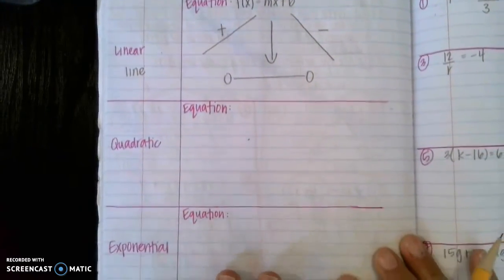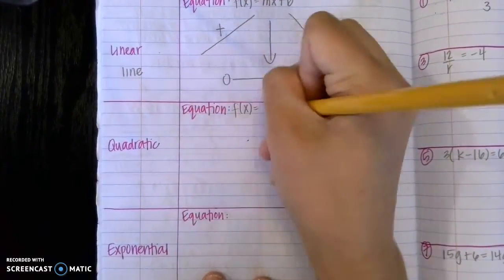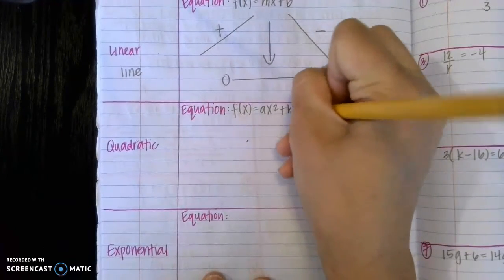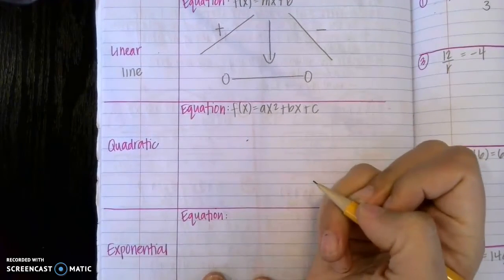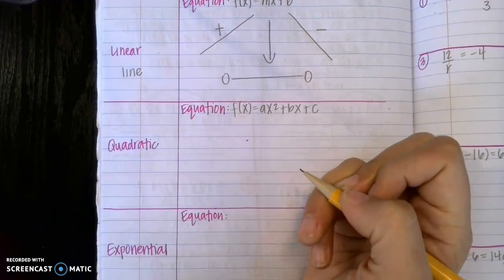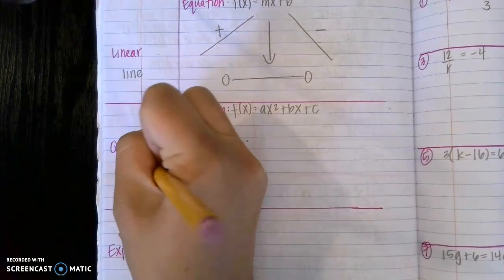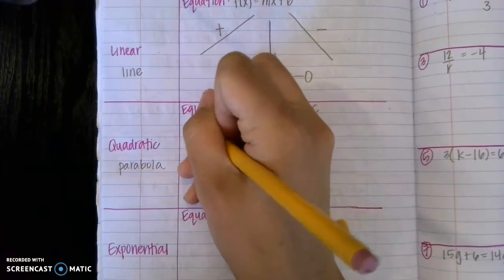A quadratic equation is going to be in the form f of x equals ax squared plus bx plus c. That's going to be standard form because of that x squared component as our quadratic term. And our quadratic function forms a parabola. And there are 2 ways that we can orient a parabola.